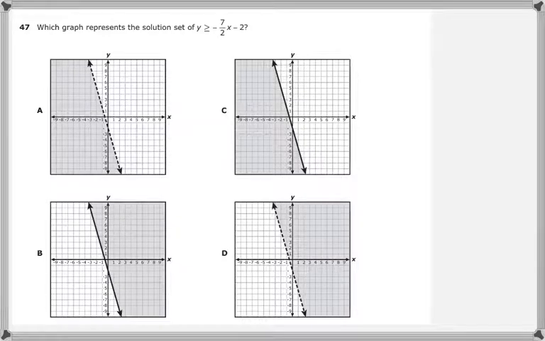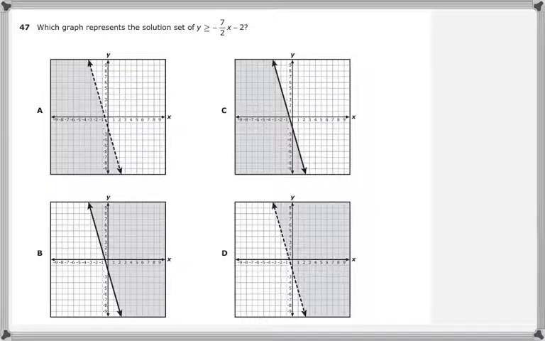Okay, let's take a look at problem number 47 from the May 2016 release version of the Algebra 1 STAAR test. So this one says, which graph represents the solution set of y greater than or equal to negative 7 halves x minus 2? Okay, so this is an inequality in two variables.